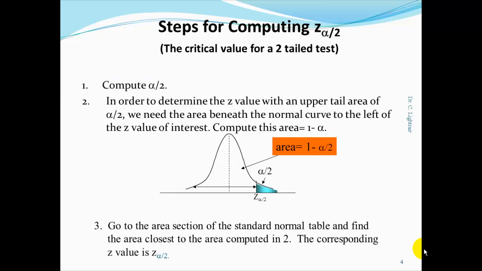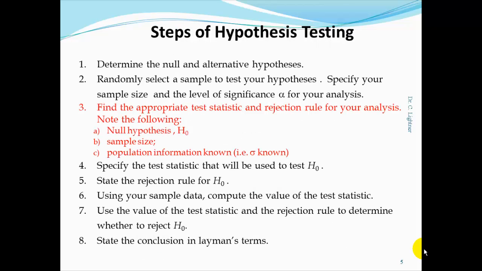Again, we have our steps for computing Z alpha over 2. We have completed these steps in a number of sections previously discussed. Also, recall our steps for hypothesis testing. We will repeat all of these steps for all of the examples on hypothesis testing that we will complete.